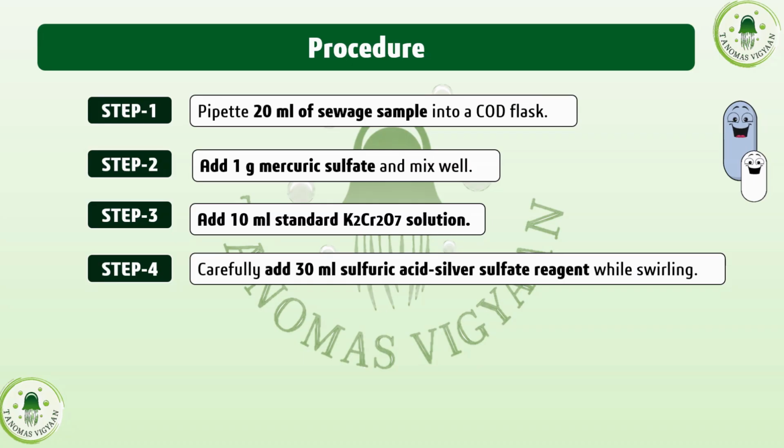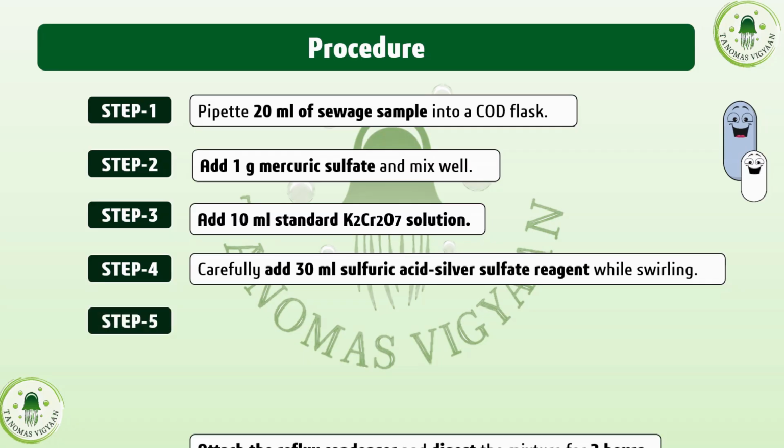Now in step 4, you carefully add 30 ml sulfuric acid silver sulfate reagent while swirling. You have made the sulfuric acid and silver sulfate reagent beforehand, and from that you have to add 30 ml to that COD flask which is containing the sewage water sample.